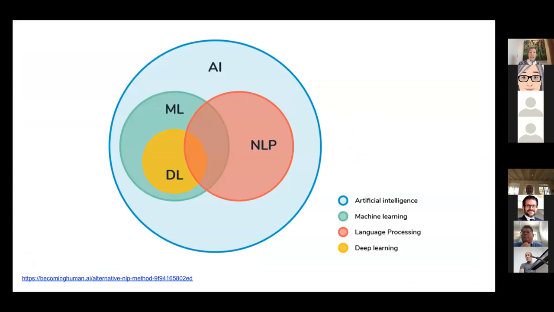Now, how does natural language processing fit into AI? I liked this diagram that I found where natural language processing is one of the activities that happens in artificial intelligence. Machine learning and deep learning are terms that you probably hear a lot of too. And natural language processing can use machine learning or deep learning algorithms to do its work, but it doesn't have to.